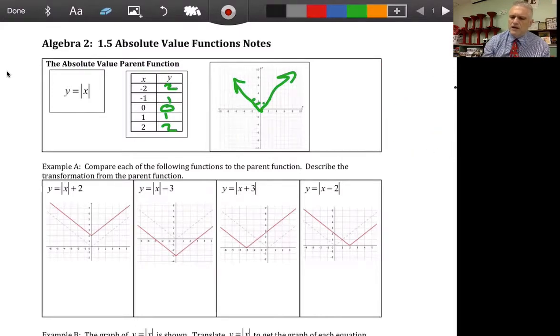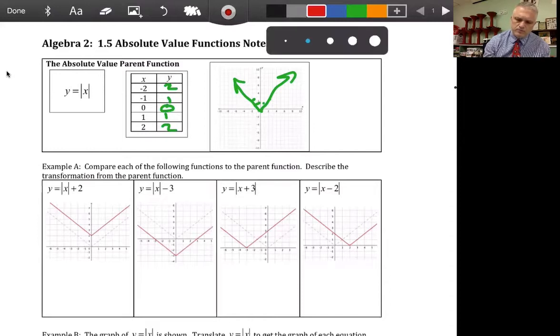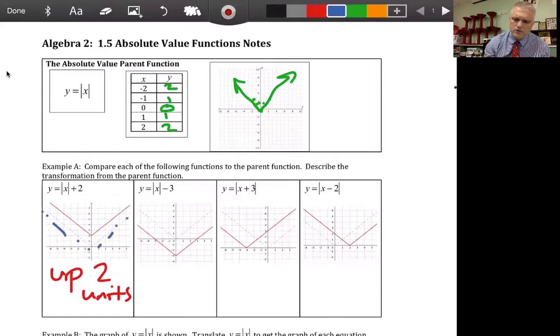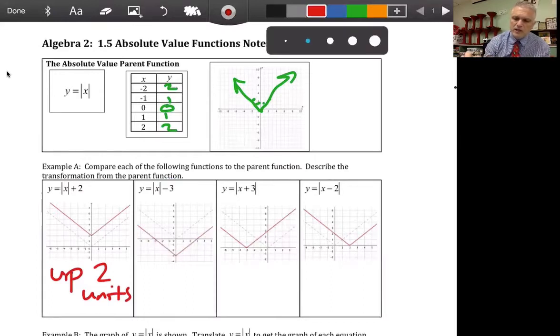So with that in mind, we look at the absolute value of x, and now there's a +2. Now notice that the +2 is outside of the absolute value. If it's outside of the absolute value, notice that that red line is up 2 units from the parent function. The dashed line here that you already see in front of you is y equals absolute value of x. So the +2 made it move up 2. Now outside of the absolute value again, there's a -3. That -3, according to this graph, looks like it made it move down 3 units.